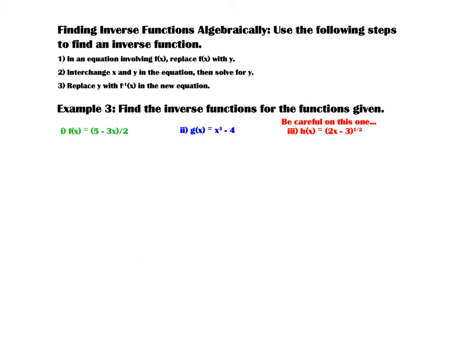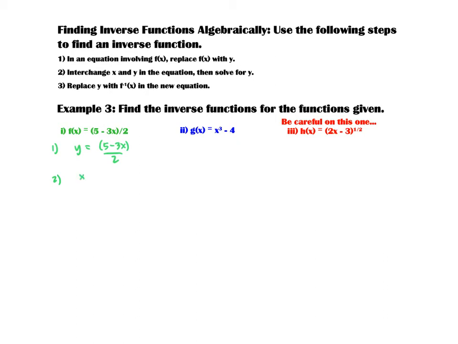So step 1, I'm going to be deliberate about this. You don't have to be deliberate and say this is step 1, step 2, step 3. I'm just trying to take you through it in a manner that would be understandable. Okay, so I've got this. Step 1, check. Step 2, I'm going to interchange x and y, because with inverses, the domain becomes the range and the range becomes the domain. So the domain of the original becomes the range of the inverse, and that's why I'm going to swap x and y.